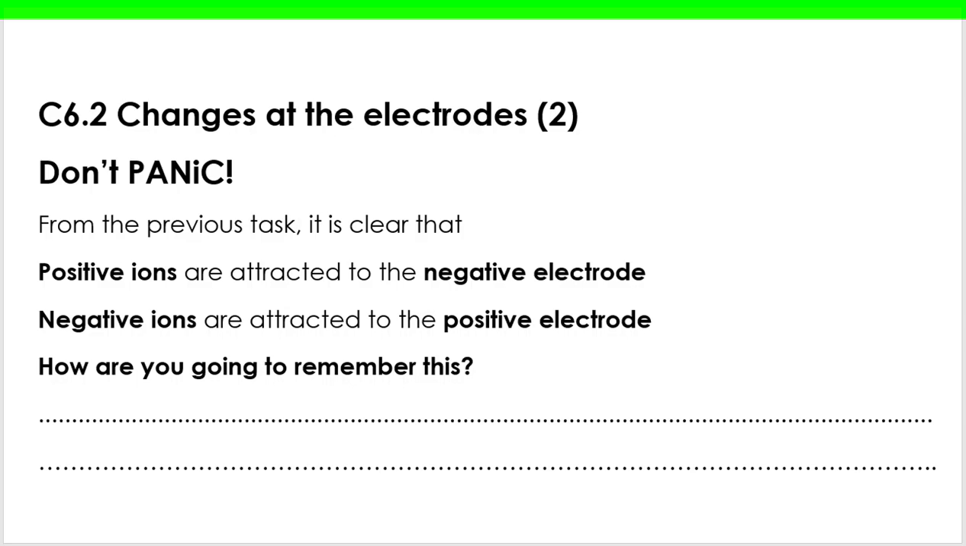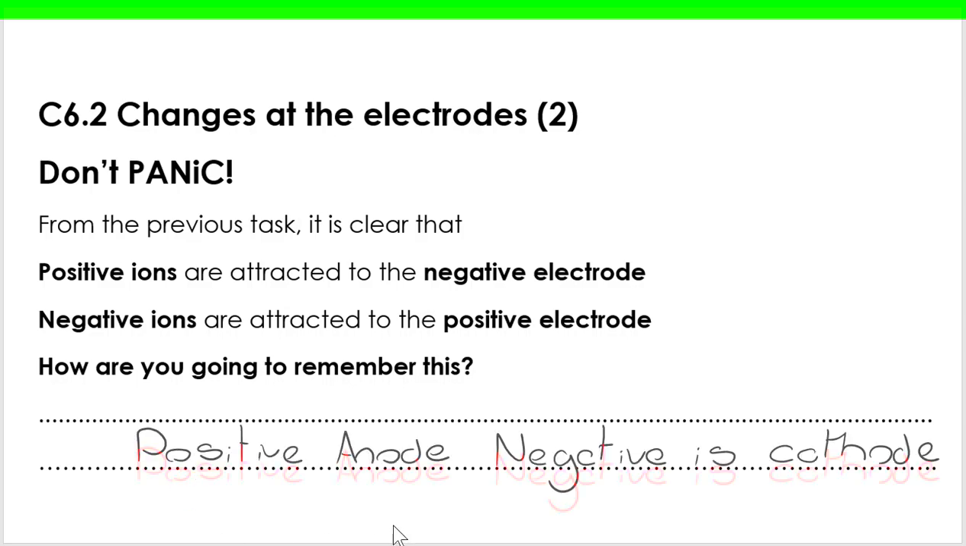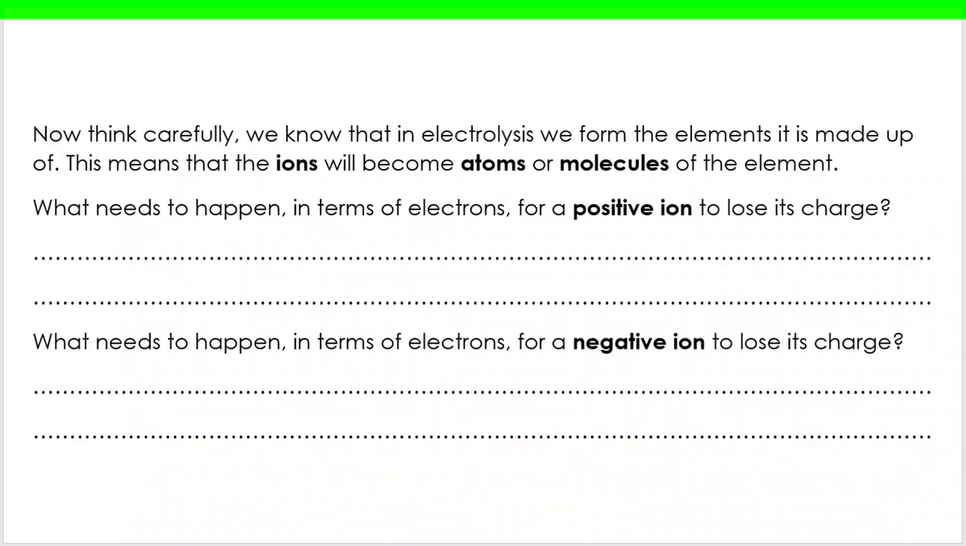Well, there's a little mnemonic that helps you to remember. Positive anode, negative is cathode. Basically, we don't panic. Positive anode, negative is cathode. PANIC is the mnemonic that helps you to remember that. Moving on, have a think about these questions.